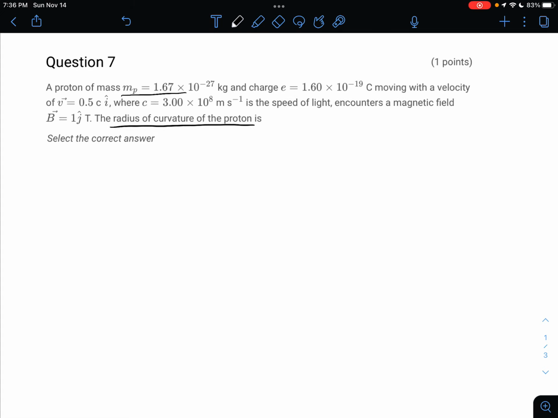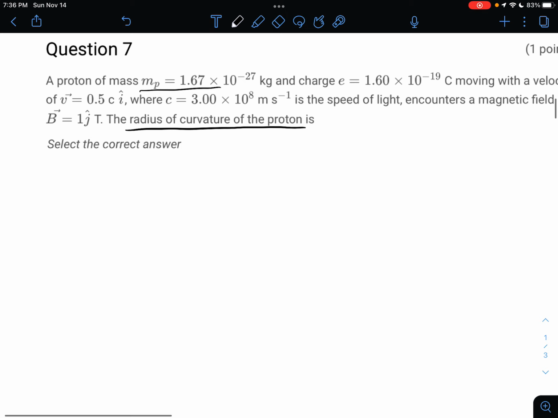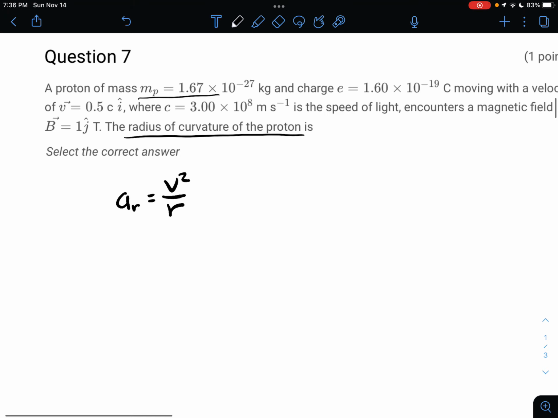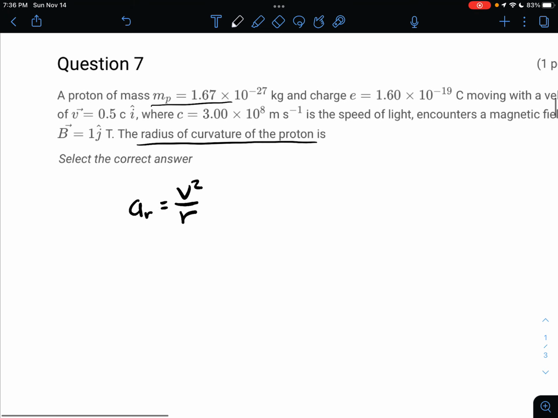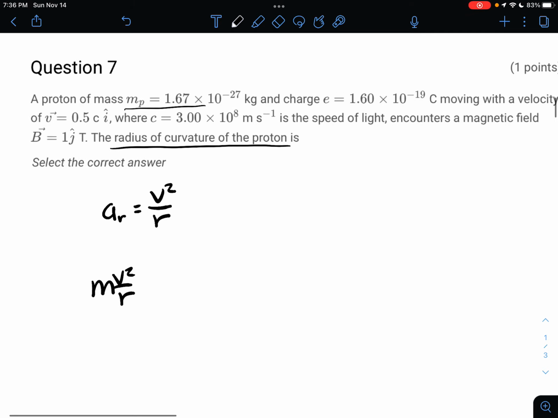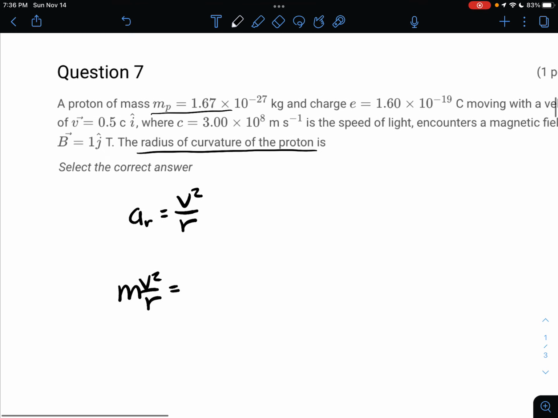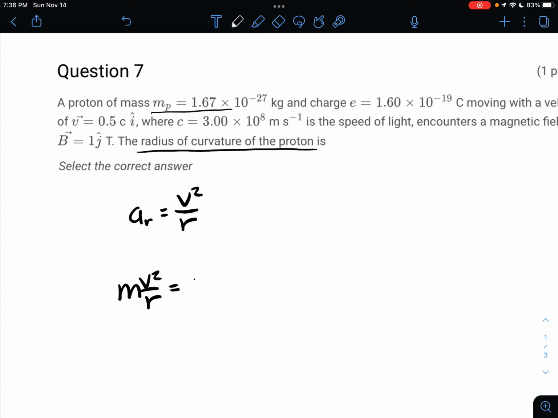So that's a big ding, ding, ding red flag that it's moving in circular motion, right? So when we're doing that, our acceleration in the direction of the radius of our circle is v squared over r. If we do mass times acceleration, mv squared over r is going to be our net force. We get to set this equal to the force acting on it, which is the force from the magnetic field, so that's q v cross B.